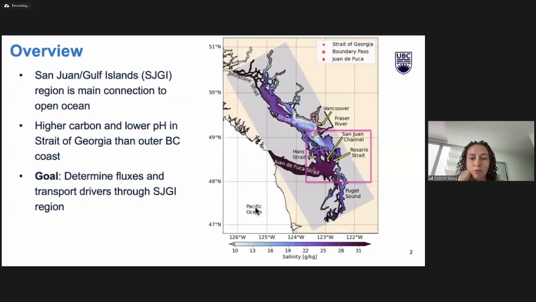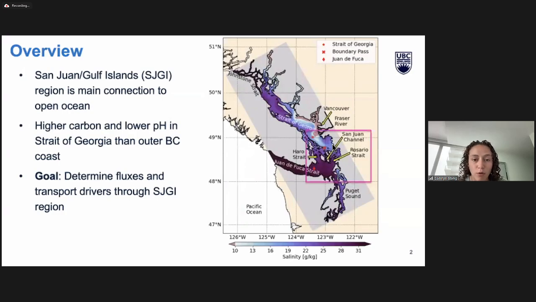The Salish Sea is a highly productive coastal ocean, which consists of the Strait of Georgia, Puget Sound, and then opens up to the open ocean, mainly through the Juan de Fuca Strait here. The main point of exchange between the inner basin, which is the Strait of Georgia, and the open ocean is through the San Juan Gulf Islands region, which is shown in the pink box on this map here.